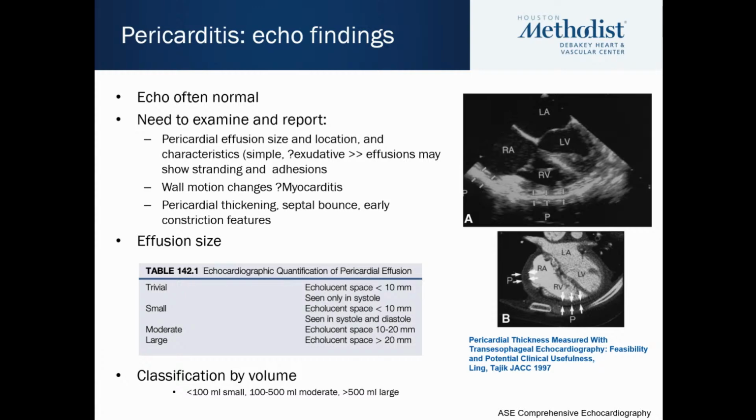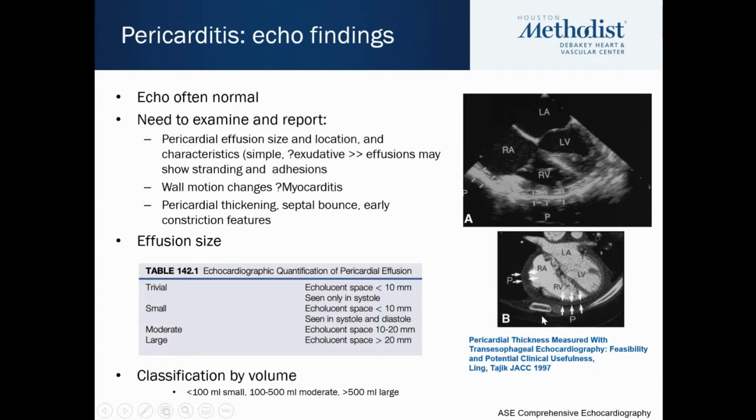But when you do an echocardiogram on these patients, you have to look out for a pericardial effusion, report the size, location, characteristics. If you have an exudative effusion, you may have some stranding and adhesions. Pay attention to wall motion changes to try to infer whether there is coexisting myocarditis. And then watch out for early constriction features, such as the presence of septal bounce, pericardial thickening, and increased echogenicity.